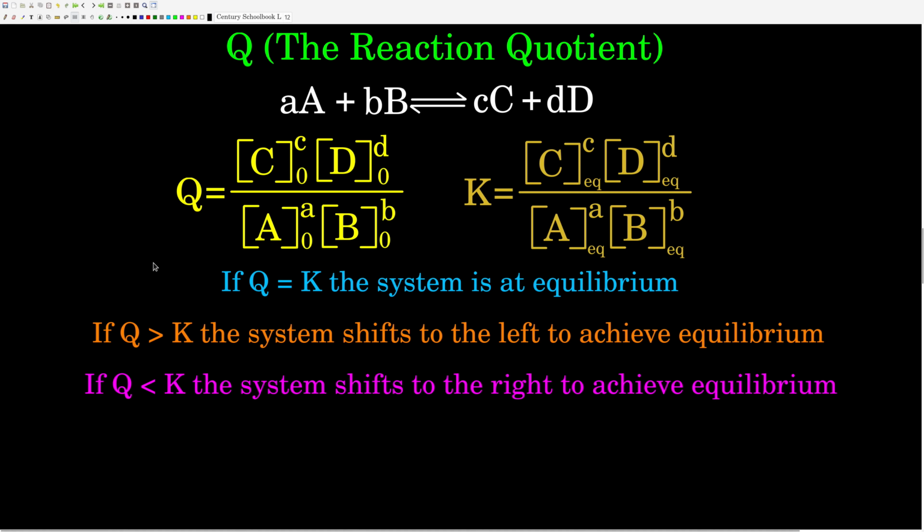Likewise, if the value of Q is less than K, now the numerator is too small and the denominator is too big. Because we don't have enough products, equilibrium is going to shift to the right until we achieve equilibrium, until Q equals K. So that's a really, really useful thing to know and to be able to use.